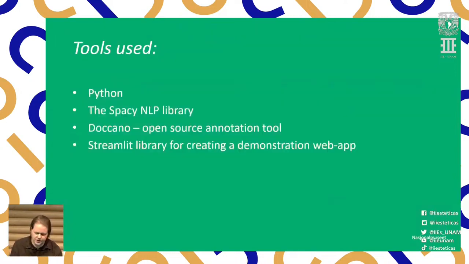So these were the tools we used for this project. We used Python, and within it, the spaCy NLP library. We used Doccano for the annotation, and for making the prototype app, we used the really user-friendly Streamlit library within Python as well.